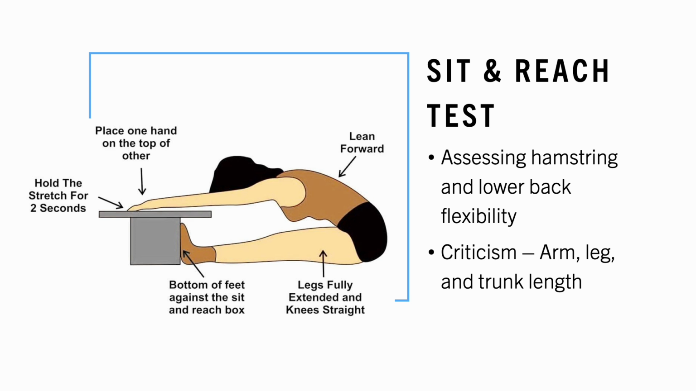So another example is a sit and reach test. This can assess hamstring and lower back flexibility. It's widely used, but it has limitations because arm, leg, and trunk length can influence scores. So just something to keep in mind.